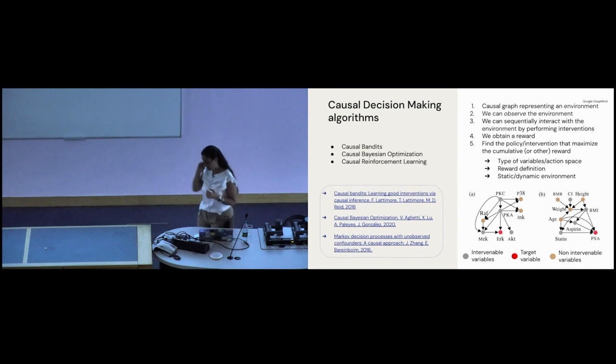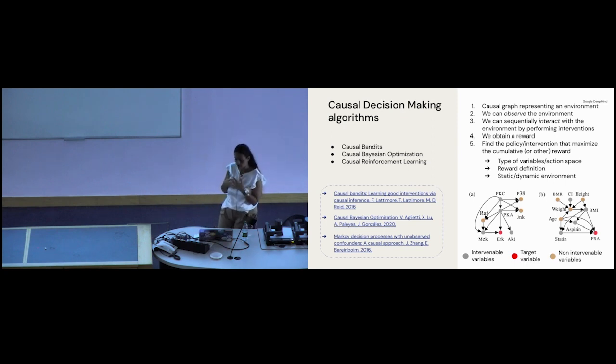So there's been quite an interest in the last few years in causal decision-making algorithms, and I refer to all the work on causal bandits, causal Bayesian optimization, and causal reinforcement learning. So there are some references I've put here.